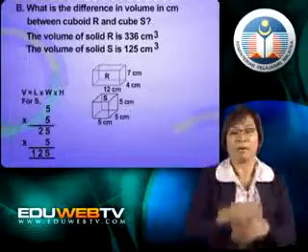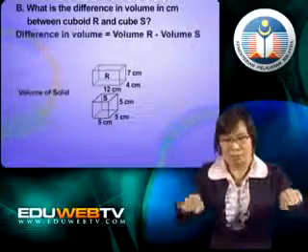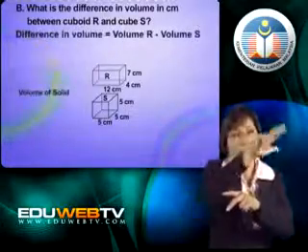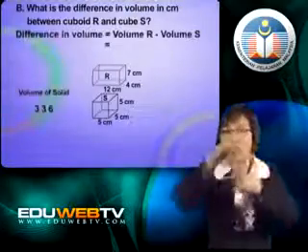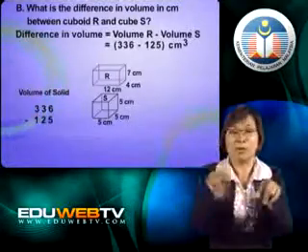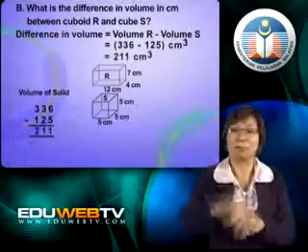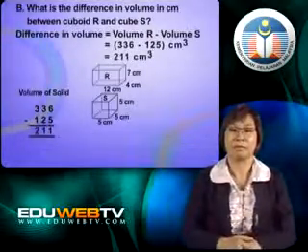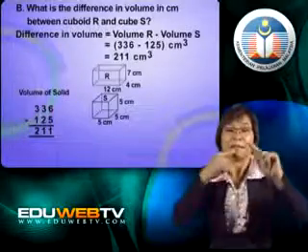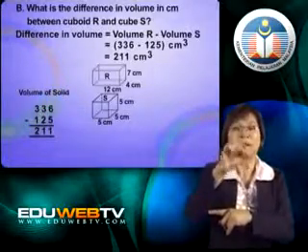Let's subtract to get the difference in volume. 336 centimeters cubed minus 125 centimeters cubed equals 211 centimeters cubed. The answer is 211 centimeters cubed.